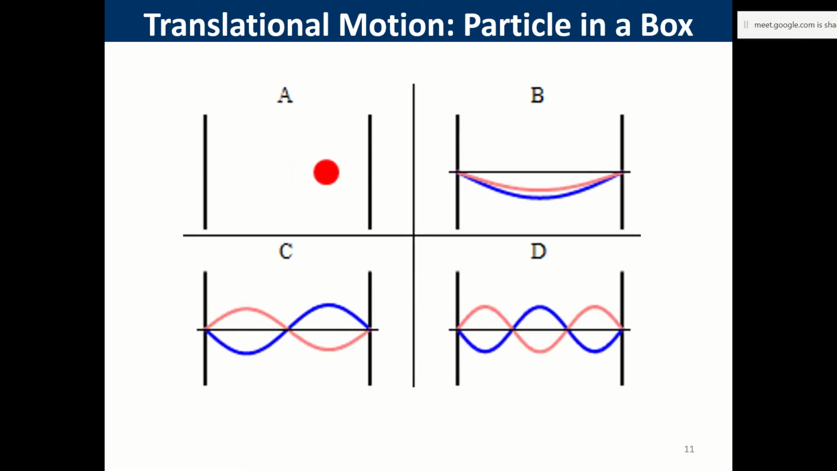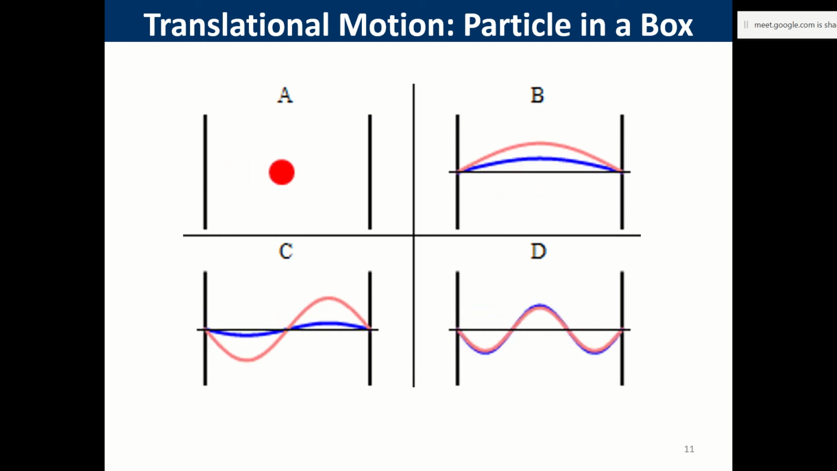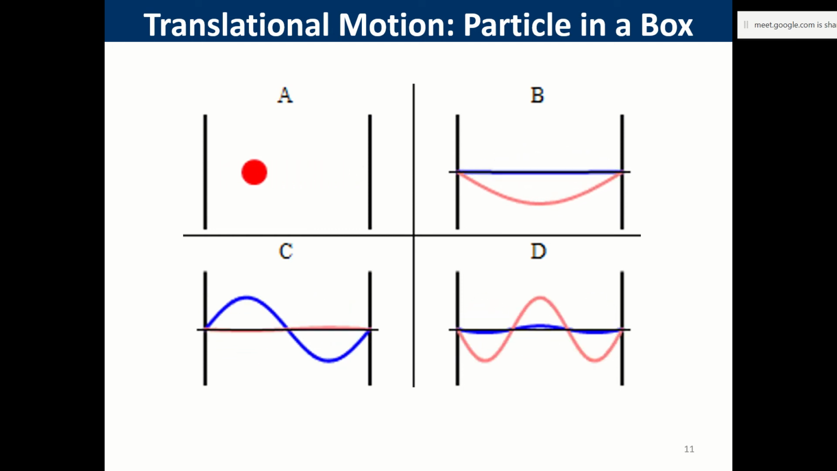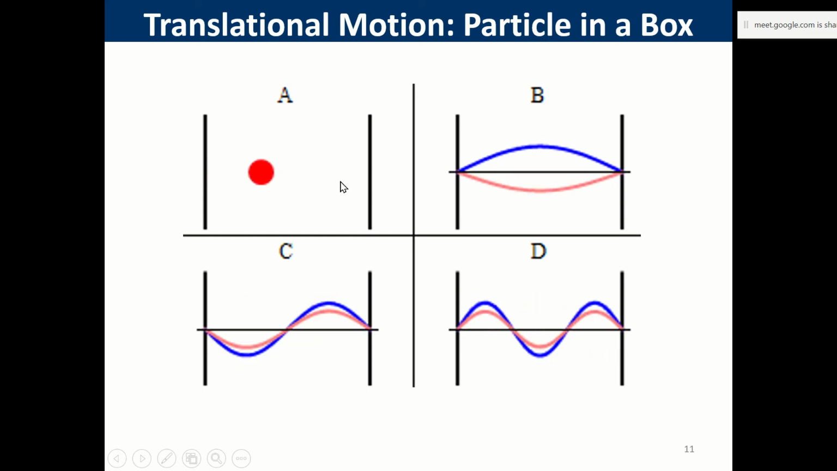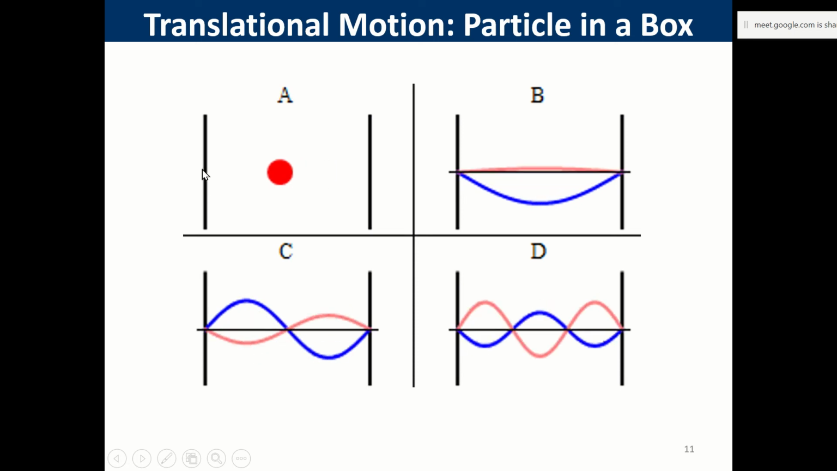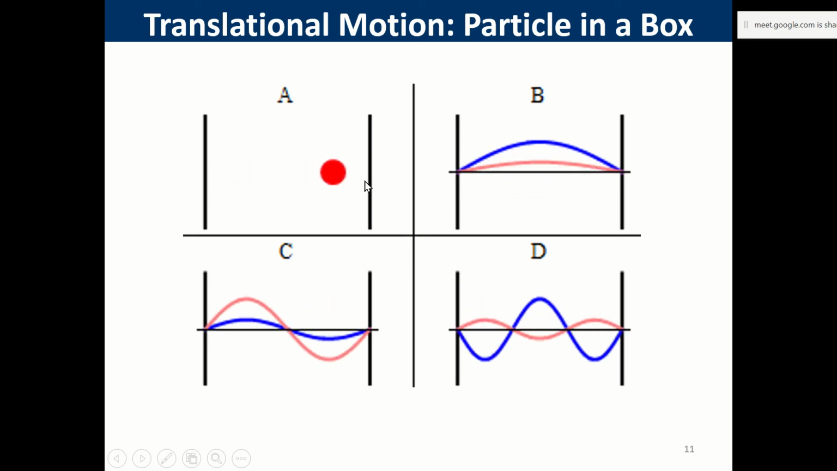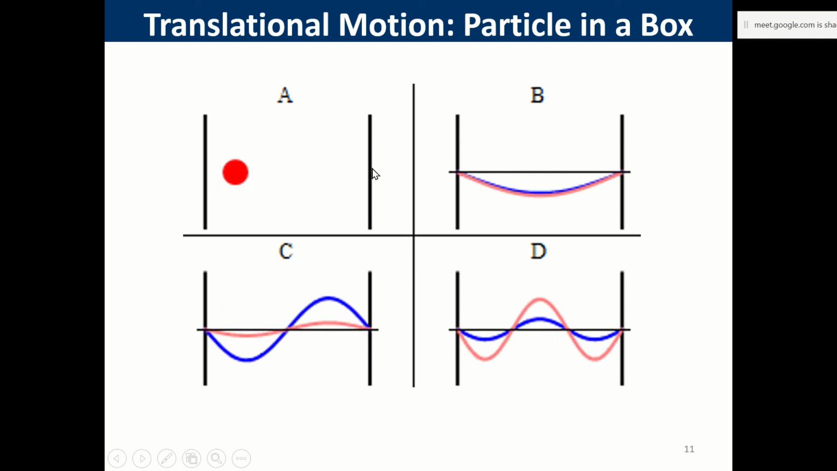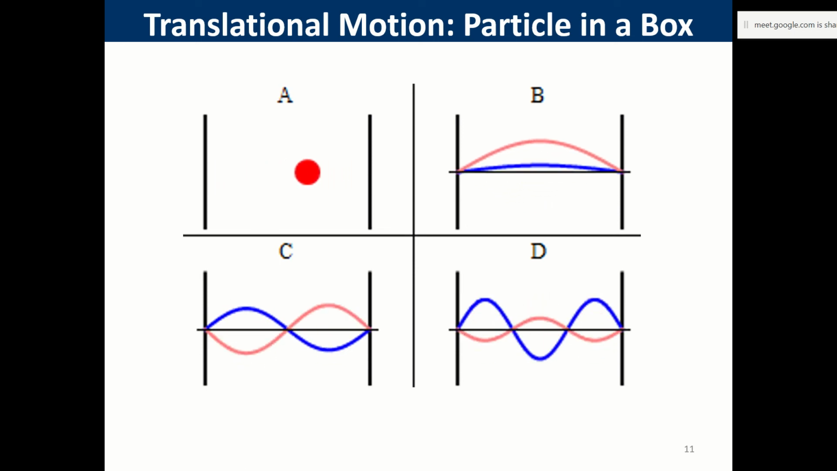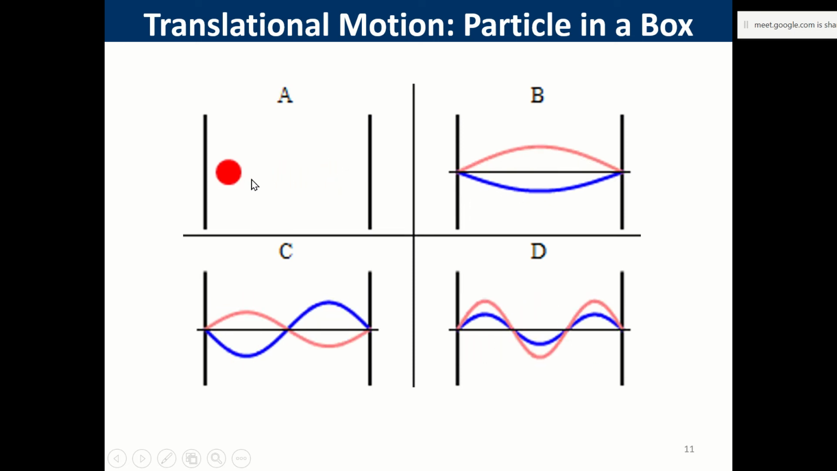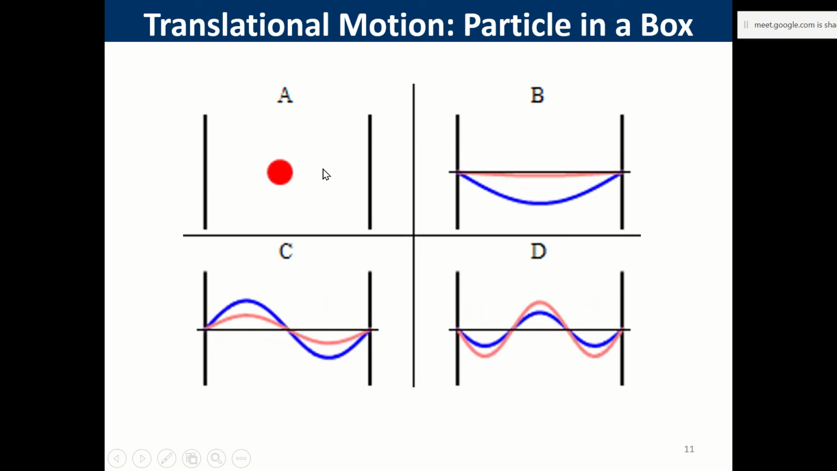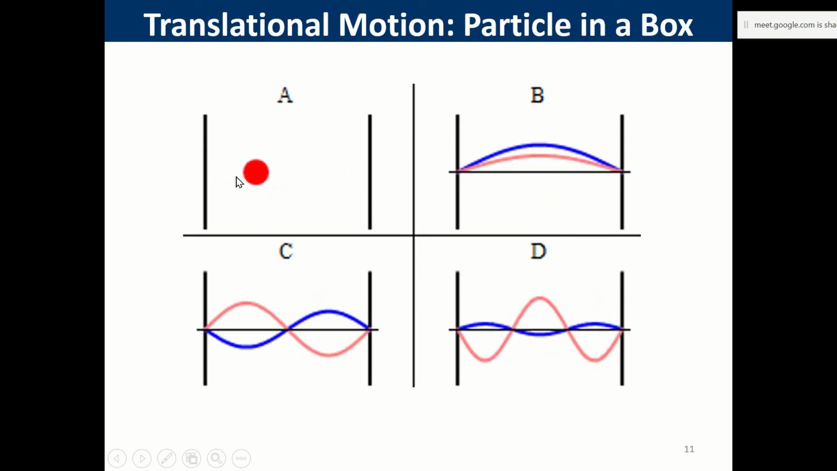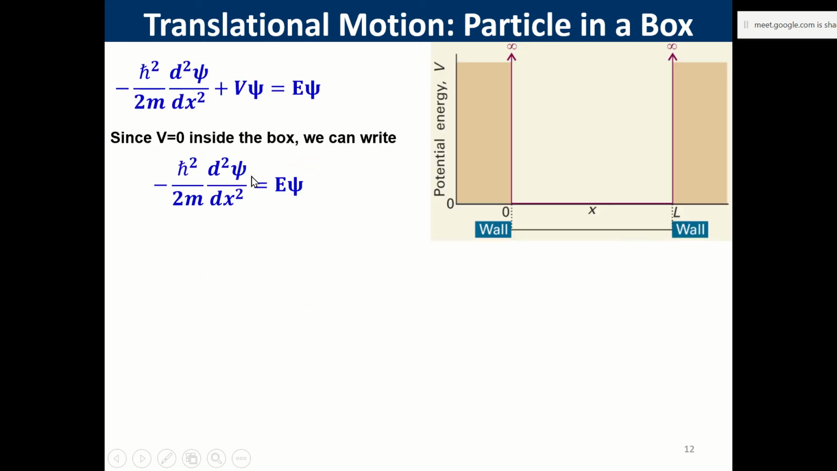So this kind of translational motion, when a particle is trapped in a box, we know that it is moving like this back and forth. The energy at the walls is so high that it is taken to be infinity in theory, so the particle cannot penetrate the wall. Potential energy is high up to infinity at the walls, and inside it is zero. But the particle is moving, so it has some kinetic energy.